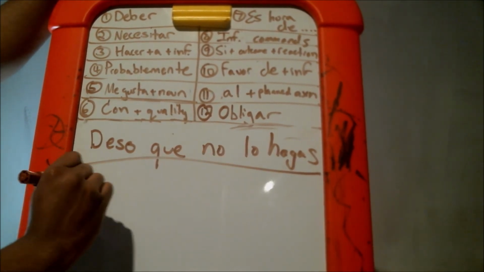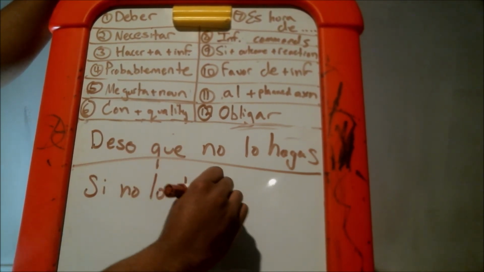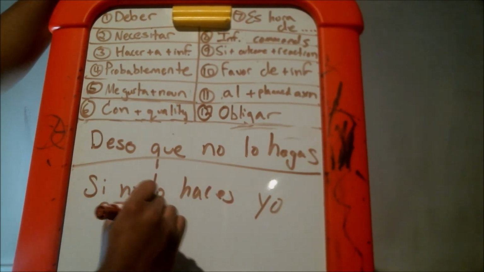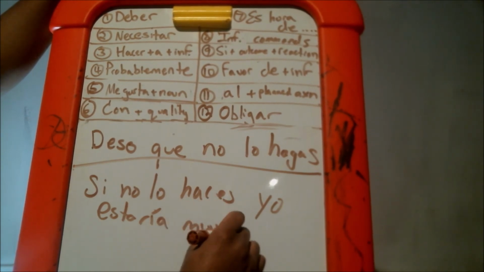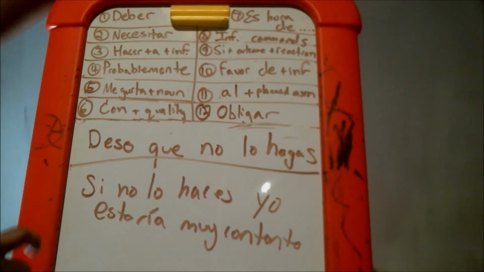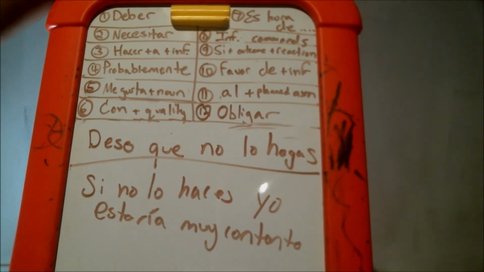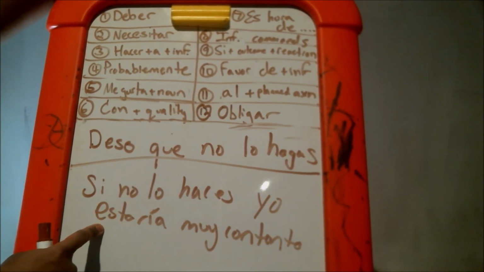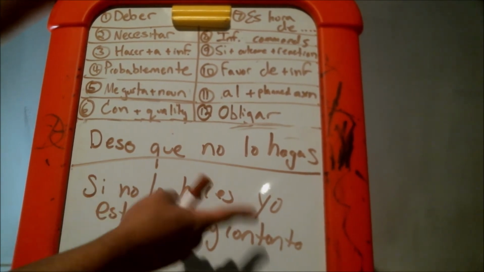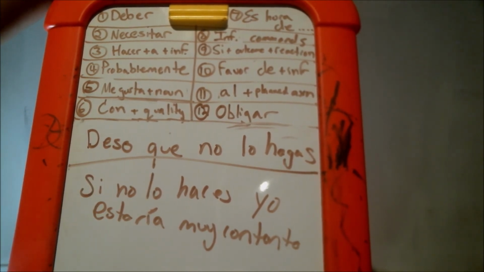Watch this. Si no lo haces, if you don't do it, yo estaría muy contento. If you don't do it, I would be, this is conditional, very happy. If you don't do it, I'd be very happy. This is kind of sloppy, grammatically speaking. But you know what? It makes the same point. I don't want you to do it.